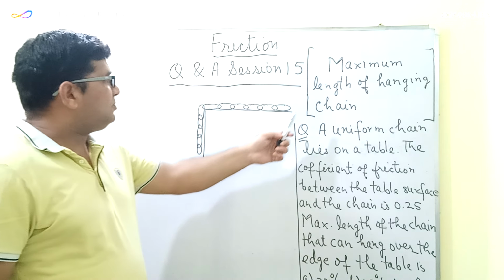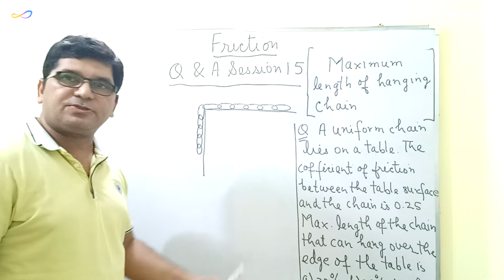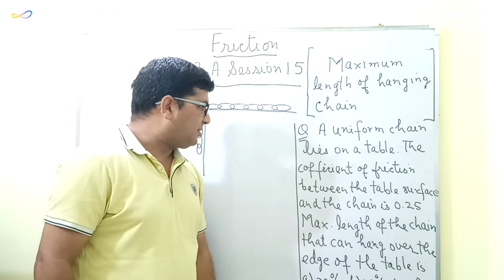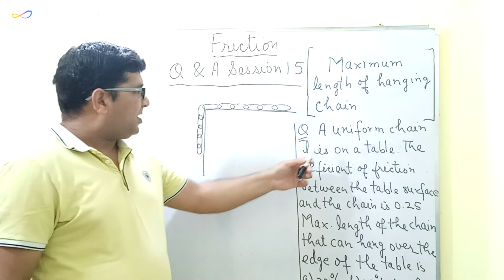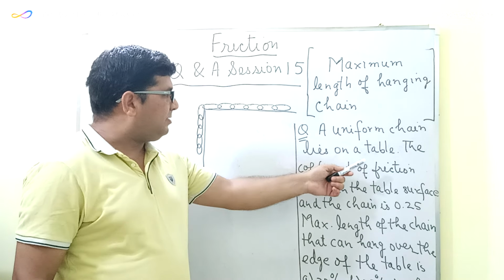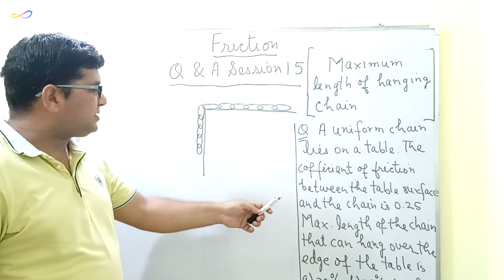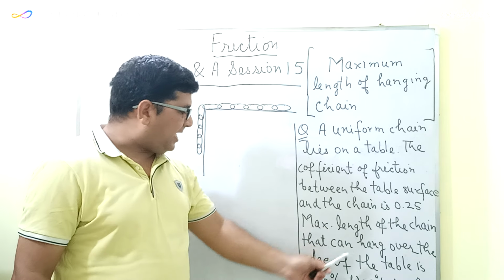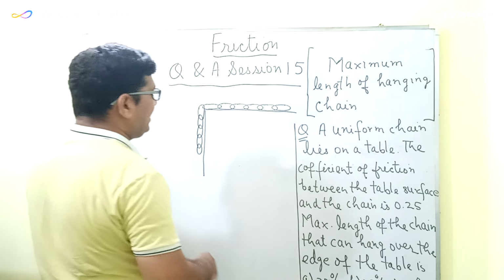With regards to this topic, I have taken one question which is written on this board. This question was asked in the CBSE All India Pre-Medical Test a few years back, and the question is: a uniform chain is lying on a table. The coefficient of friction between the table surface and the chain is 0.25. The maximum length of the chain that can hang over the edge of the table is. There are four options here, and we have to find the correct one.